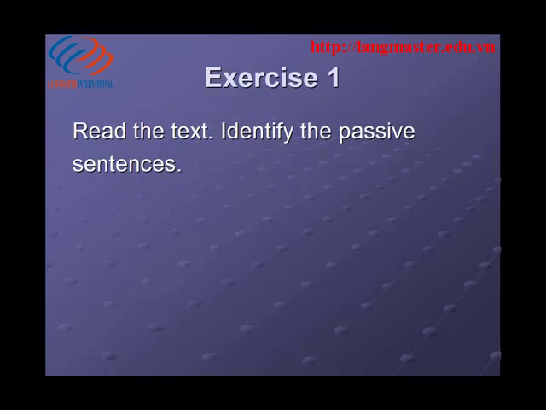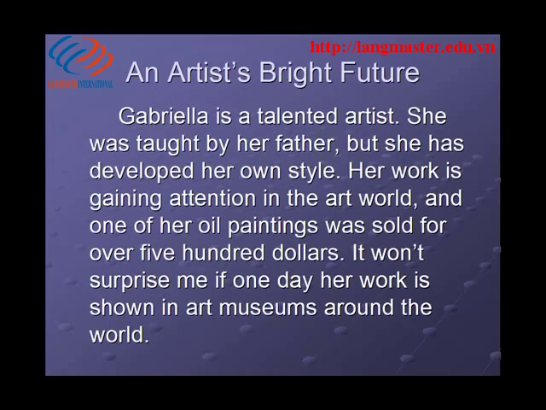Exercise 1. Read the text. Identify the passive sentences. An artist's bright future. Gabriella is a talented artist. She was taught by her father, but she has developed her own style. Her work is gaining attention in the art world, and one of her oil paintings was sold for over $500. It won't surprise me if one day her work is shown in art museums around the world.